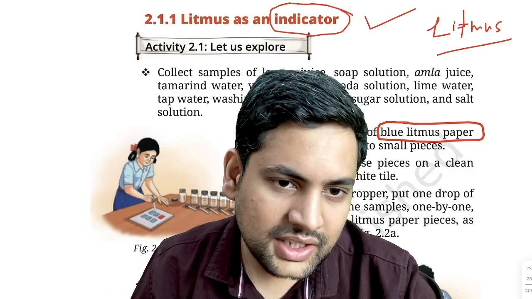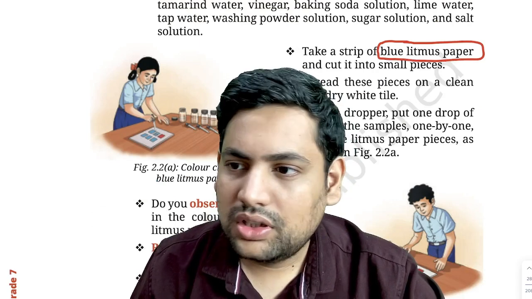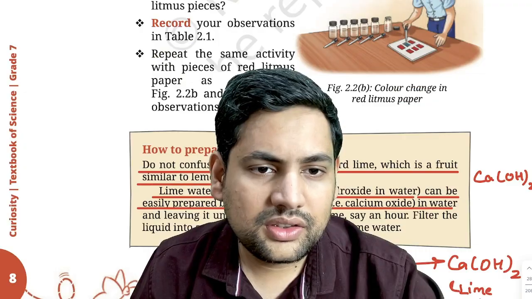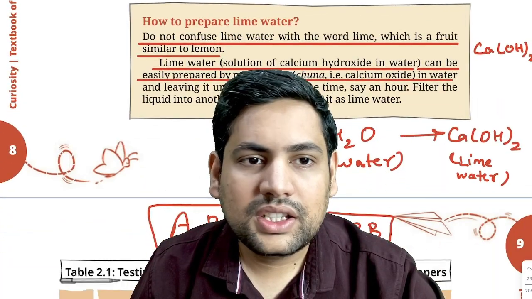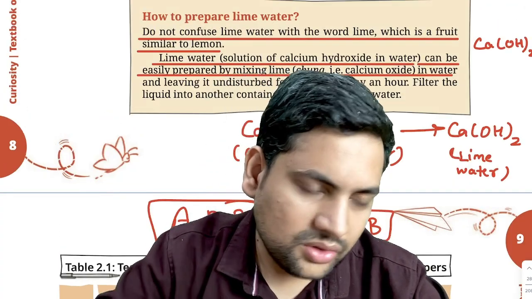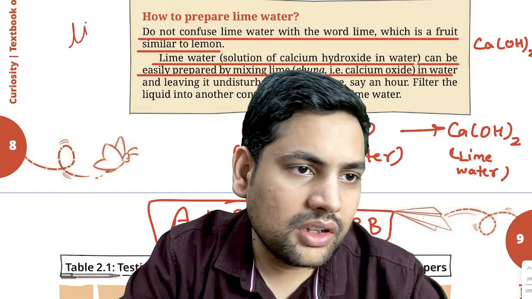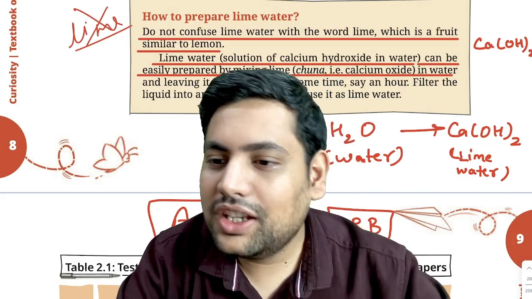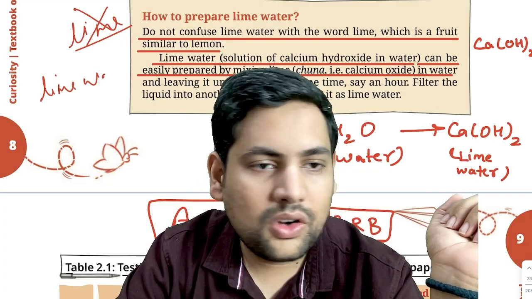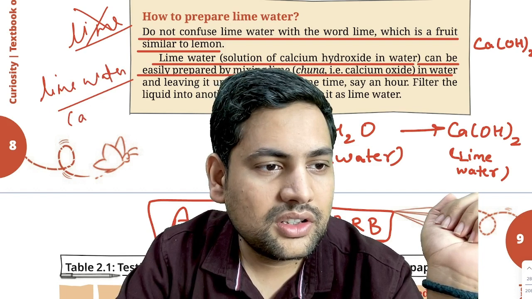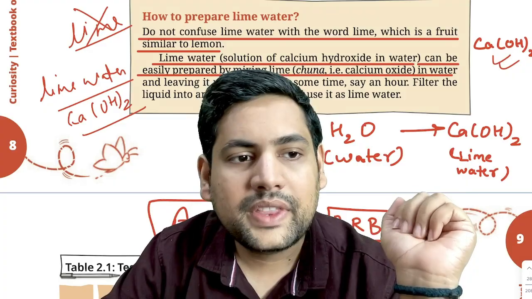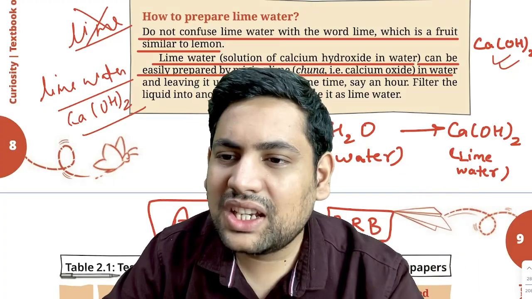It says you take a blue litmus paper. Using this blue litmus paper, you put different substances on it. First it asks you to use lime water. First thing, do not confuse this with lime. Lime is like a fruit, not that. When we say lime in chemistry or in science, it usually means lime water, in other words, this is called Ca(OH)2, that I have written here. Now what is this? This is actually basic in nature.